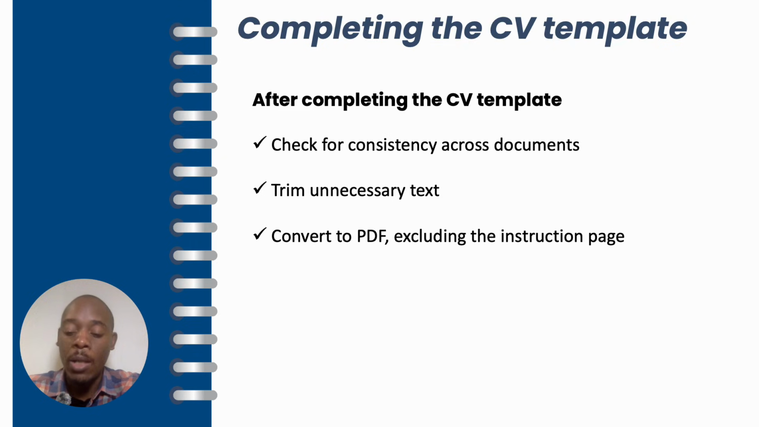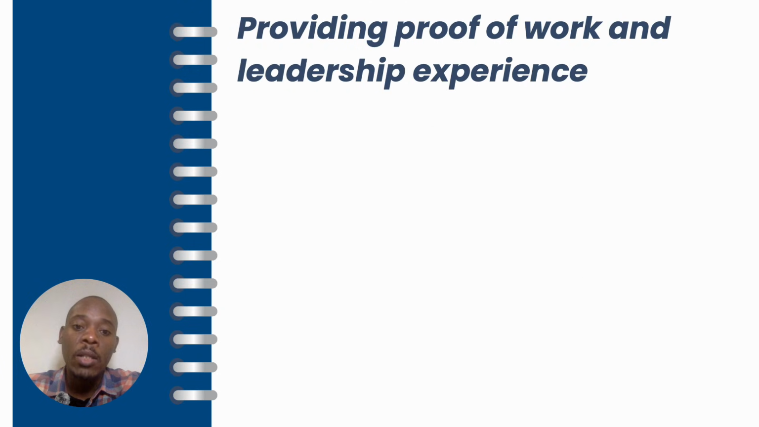The other thing that you need to do is to convert your Word CV into a PDF, excluding the first page, which is the page providing instructions on how you are going to complete the form. You might be required to merge documents, but no other attachment should be merged to the CV. It's other documents that I'm going to talk about which need to be merged. So once you convert it to PDF, then that CV is ready.